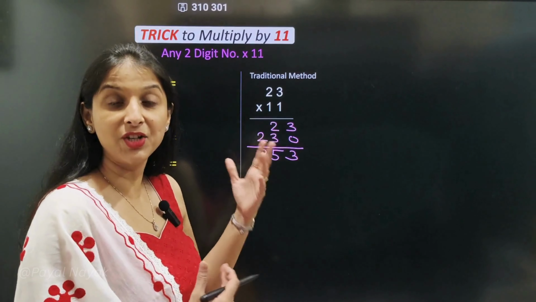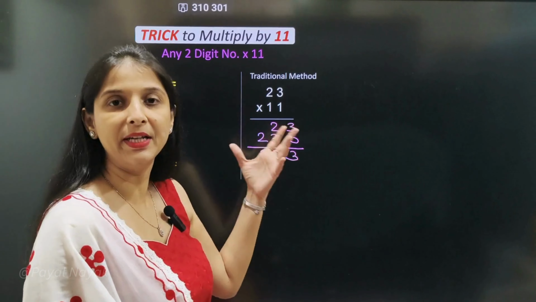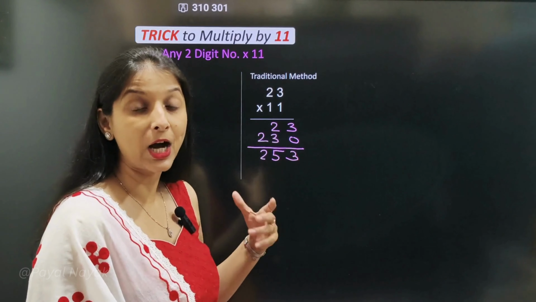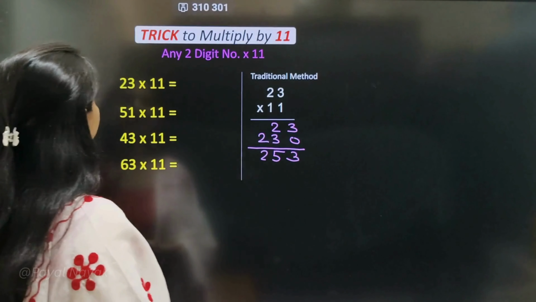Now today I'm going to share with you a simple trick of multiplying any number by 11 and getting the answer in just a single step without actually doing any multiplication. It sounds interesting, right? So let's begin. This is the traditional way of finding the product of any number with 11. Now let us see how you can apply the trick.